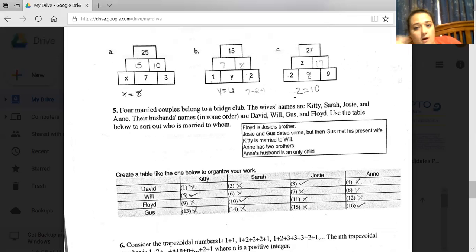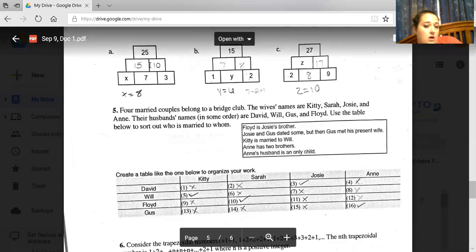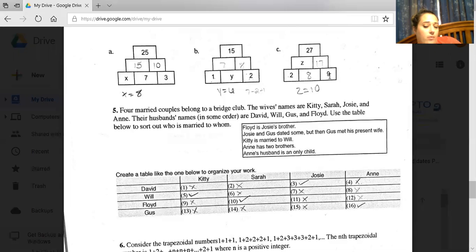C was very hard for me, and through trial and error, I came up with the answer by looking back at A and B, and I saw that the bottom row taken away from the top row, so 27, and I subtracted 2 and 9, I came up with 16. And then I divided that in half. And on all of these problems, it came up with the correct solution.